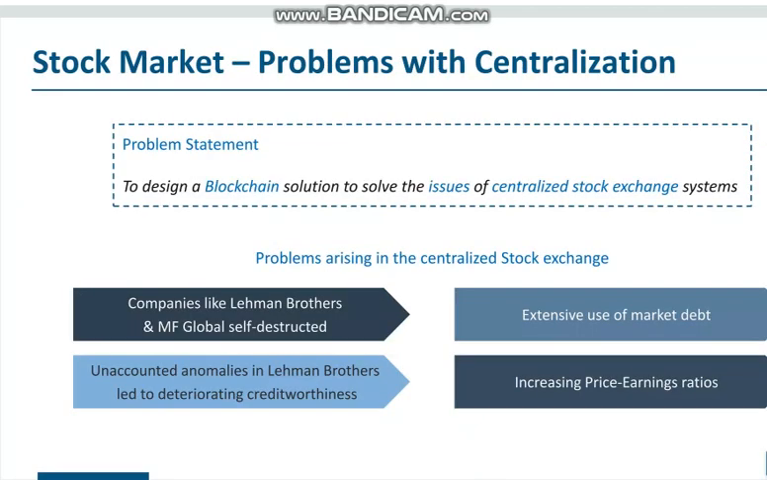Stock market problem with centralization. Problem statement: to design a blockchain solution to solve the issue of the centralized stock exchange system. Problems arising in the centralized stock exchange: companies like Lehman Brothers and MF Global self-destructed, extensive use of margin debt, unaccounted anomalies in Lehman Brothers led to deteriorating creditworthiness and increasing price earning ratios.